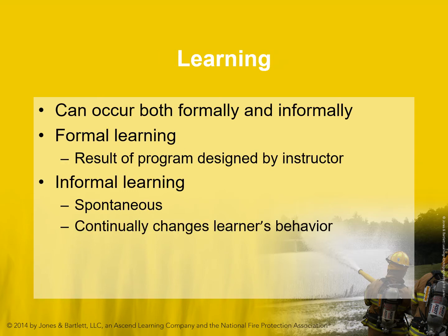Learning can both occur formally and informally. With formal learning, this is the result of a program designed by the instructor. It's a formalized, step-by-step, very organized and orchestrated by someone who's delivering the content. Informal learning is kind of spontaneous, continually changes the learner's behaviors.